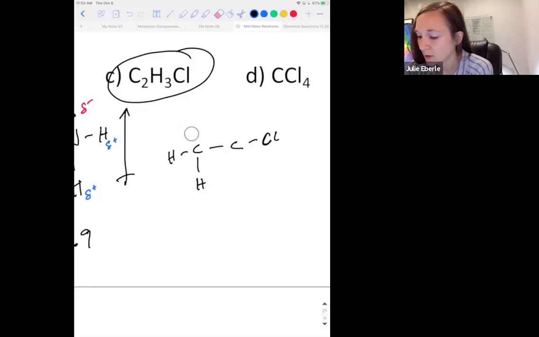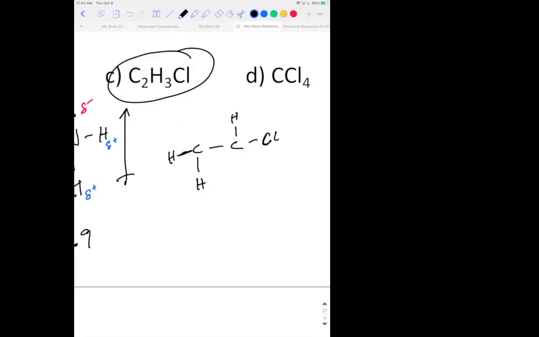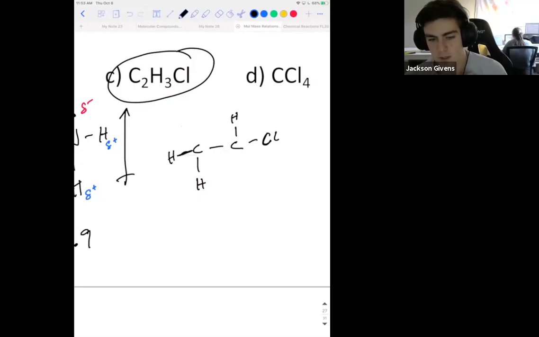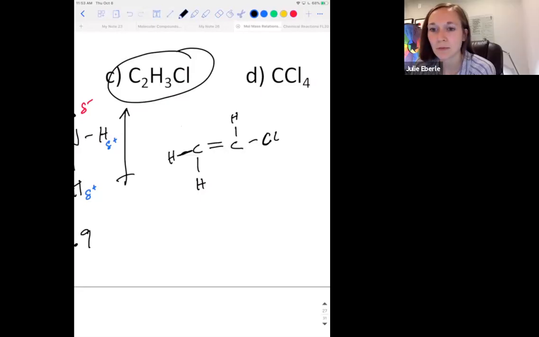I've got to take one of these hydrogens off this carbon and put it on this carbon instead. Okay, now neither carbon is satisfied. Oh no, it feels like we took a step backwards. So what can we do? Double bond the 2 carbons. Double bond those 2 carbons.